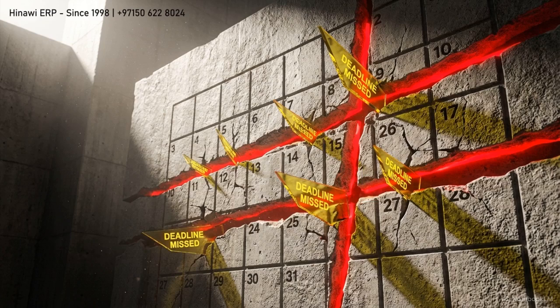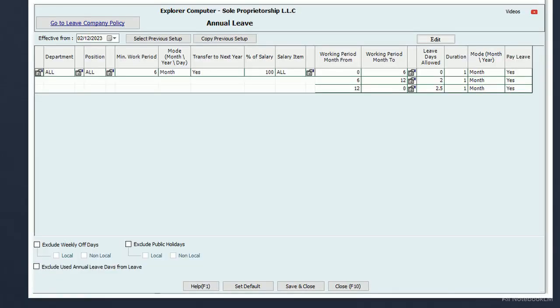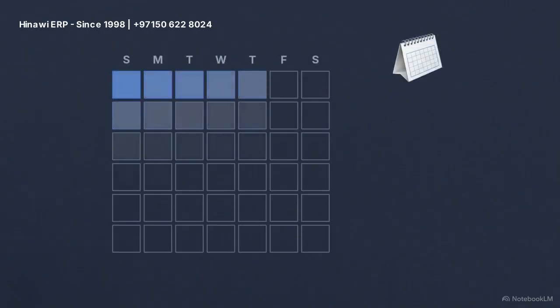Standard vacations begin, and without clear parameters, they severely disrupt project schedules. Notice these 2 checkboxes for excluding weekly off days and public holidays. They ensure precise leave tracking. This diagram illustrates the hidden data entry error.